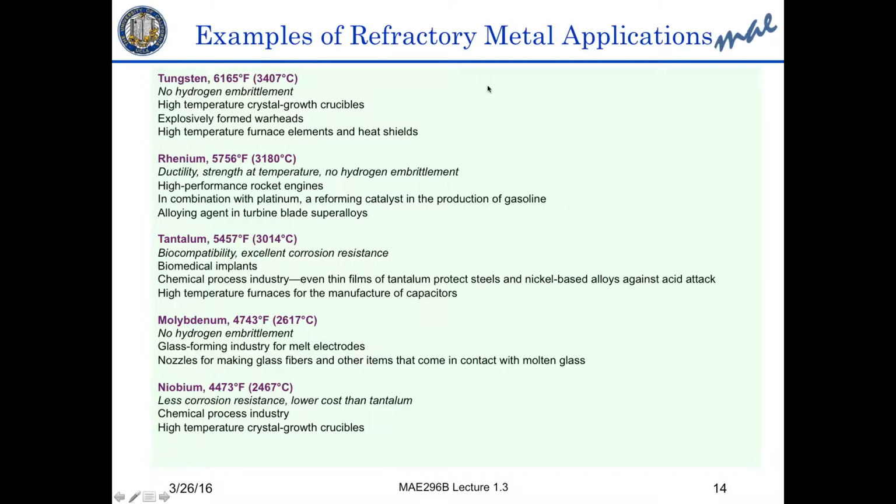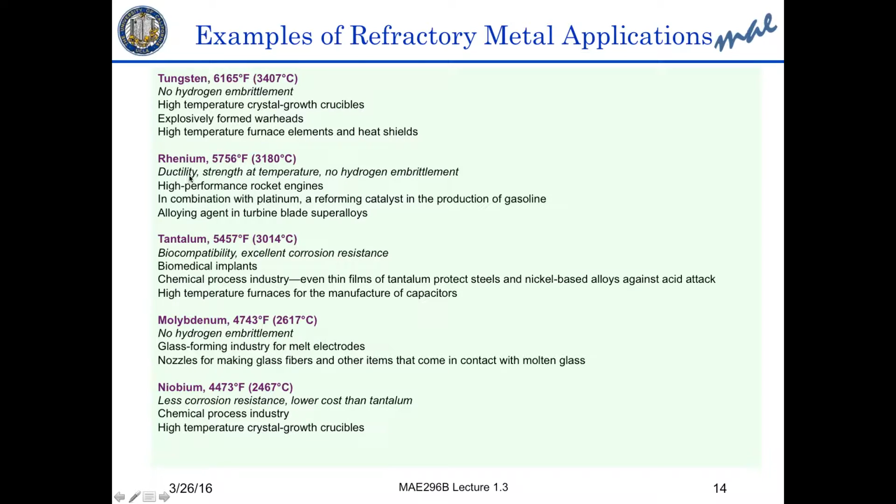So if you look here, these are examples of refractory metal applications. Tungsten has a melting point of 3407, and it's used in high temperature crystal growth crucibles, explosively formed warheads, high temperature furnace elements, and heat shields.